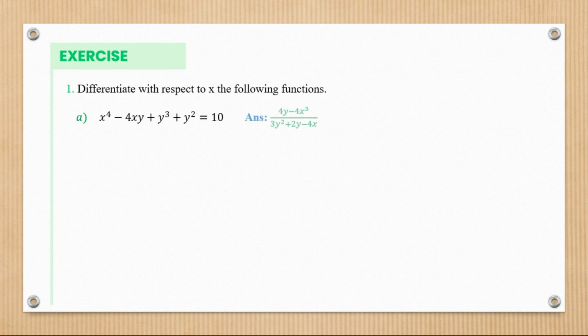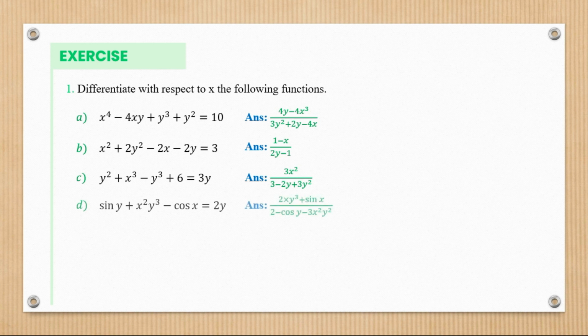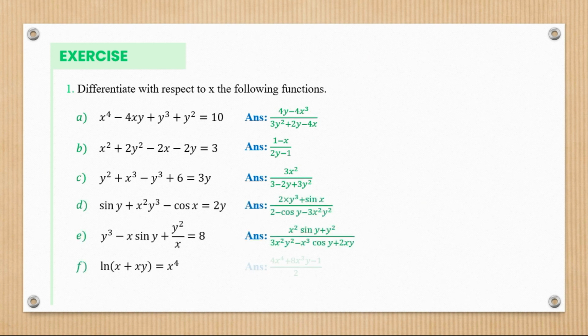So therefore try out this exercise to get better. So differentiate y with respect to x the following functions. So this is it, and that's the answer expected of you. So this is part C, part D, and that's going to be part E, and then lastly this is part F. So try this out and compare your answers to what I have on the side of each one, so that you get better at implicit functions.